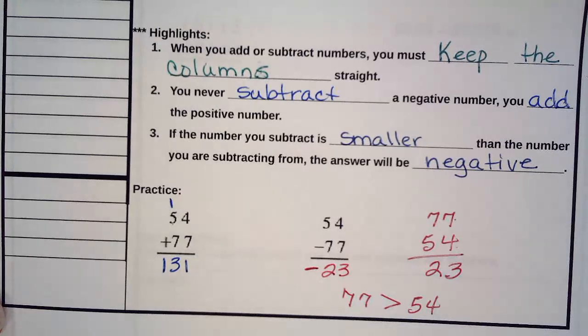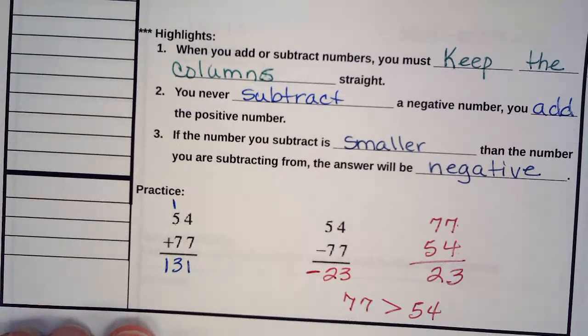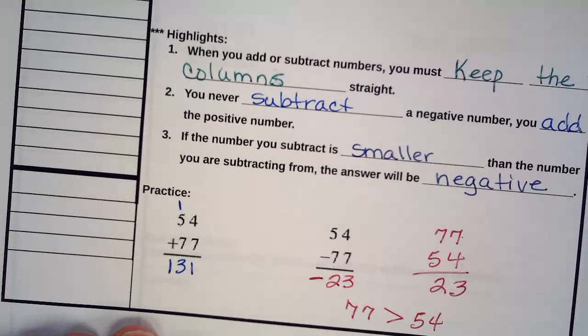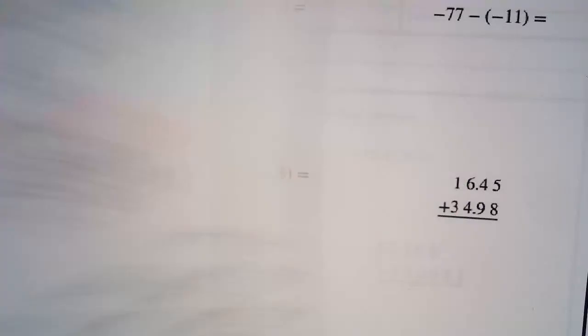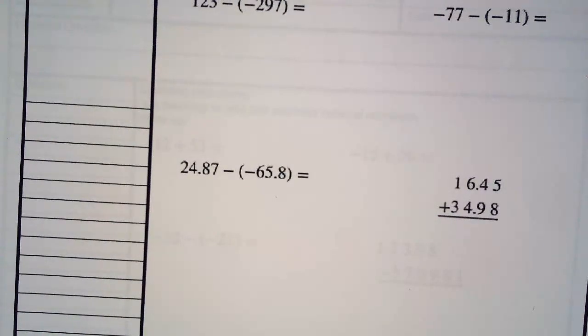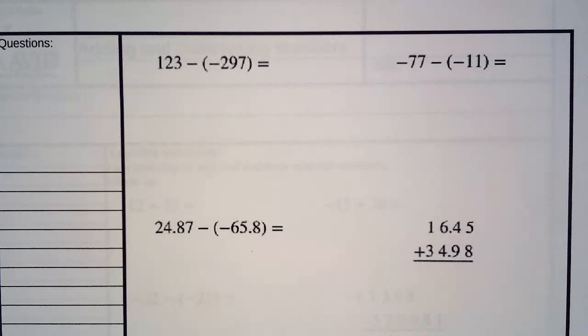That's why 55 is a smaller number, so we end up in the negative part of the number line when we subtract. Do we subtract the negative? No, we add the positive.